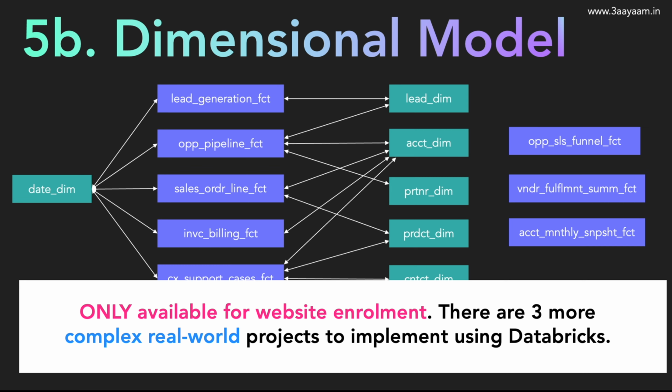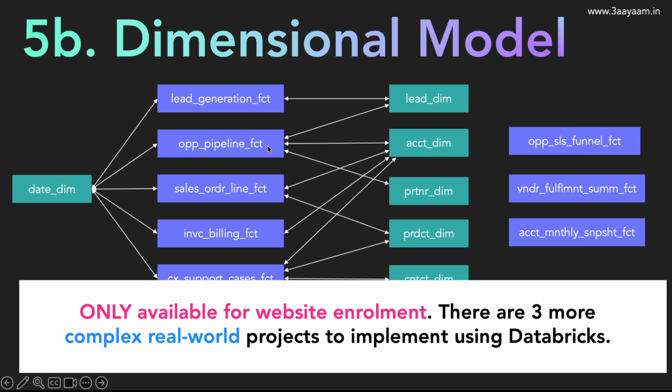Okay, so this is the dimension model. The purple ones are the fact tables and the green ones are the dimension tables. So these are the fact tables: lead generation fact, opportunity pipeline fact, sales order line fact, invoice billing, customer support cases fact. So these are the 5 fact tables. There is one date dimension table which will be related to all the fact tables for obvious reasons. Then you have lead dimension, account dimension, partner dimension, product and contact dimension. But lead dimension is not related to all the fact tables. It is only related to lead generation and opportunity pipeline.